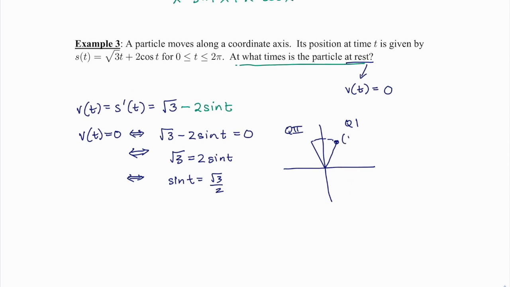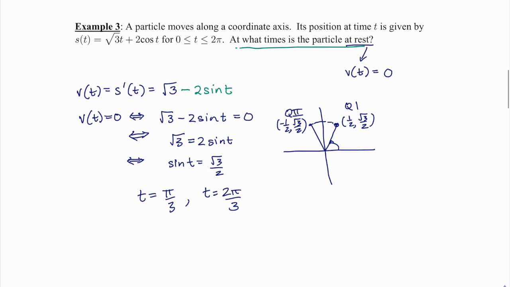Right, because our points would be x-coordinate 1/2, y-coordinate square root of 3 over 2, and x-coordinate negative 1/2, y-coordinate square root of 3 over 2. So we would say t equals, and t, remember, is the angle, pi over 3, or t equals 2 pi over 3. So those are the times when the particle is at rest.